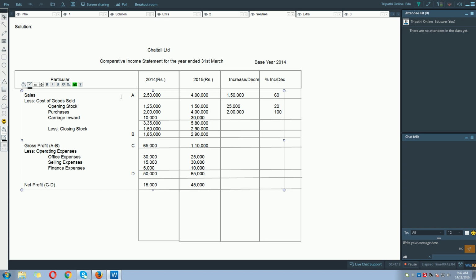Then opening stock again is an increase of 25,000. Let us find the percentage. So 25 into 100 divided by 125, so that will give you 20%. We don't have to actually write percentage because on the top already we have written percentage. So next, purchase, there is an increase of 2 lakhs.